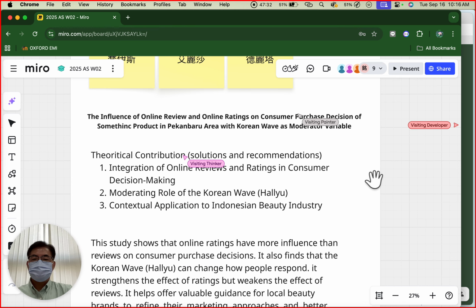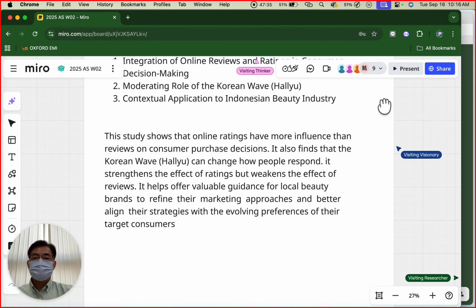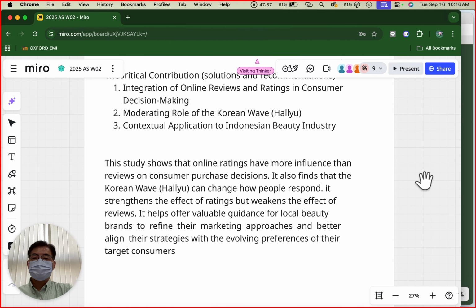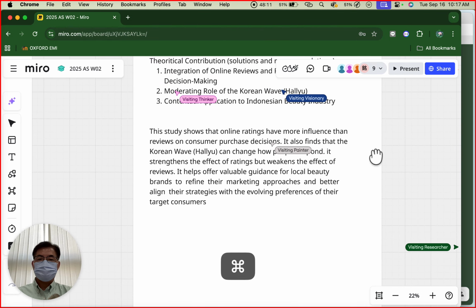We would like to explain about the Korean Wave first. The Korean Wave is the spread of South Korean pop culture, like the music, K-pop, K-drama, and the lifestyle that has a great influence on consumer preference, especially in Asia and Indonesia. And here there are 3 theoretical contributions. The first one is the integration of online reviews and online ratings with consumer decision making, and the second is how the Korean Wave or Hallyu acts as a moderating role in this research. And the third one is the contextual application to the Indonesian beauty industry.